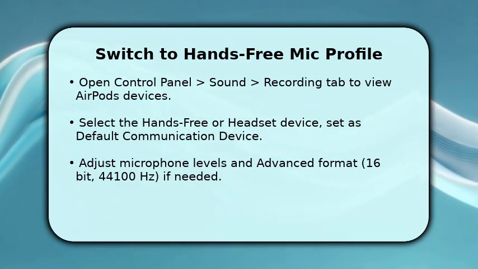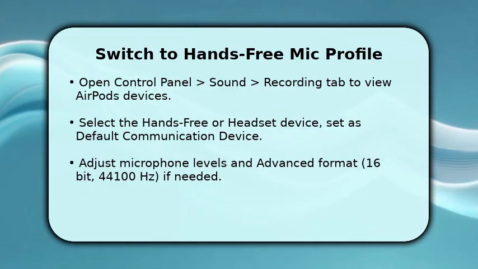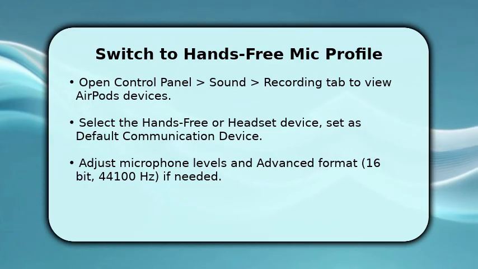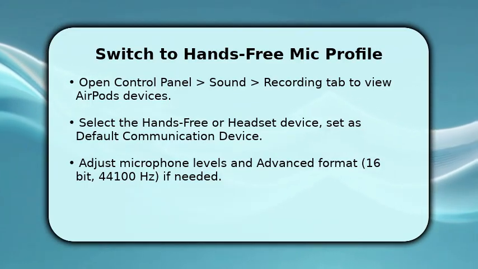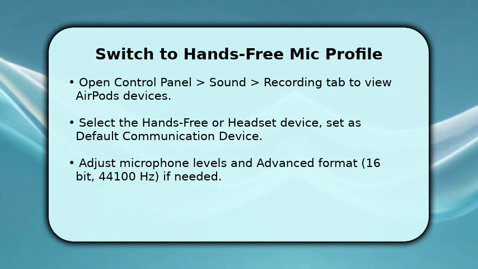Then open Properties, then Levels to raise gain a bit, and Properties, then Advanced to match the sample rate like 16-bit, 44,100 Hz. These settings ensure compatibility and reduce dropouts when you actually speak.